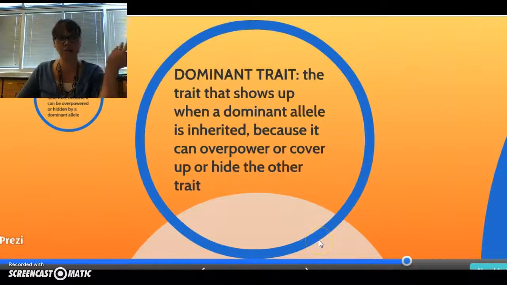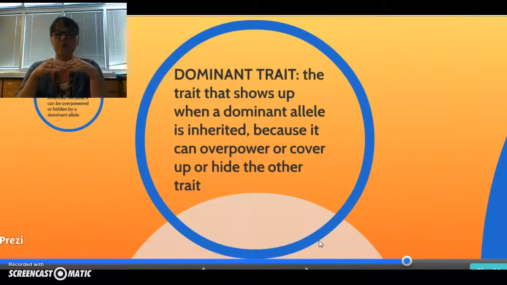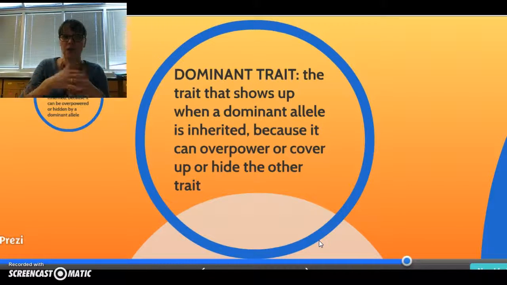So a dominant trait is a trait that shows up when the dominant allele is inherited. So if you inherit one dominant allele from one of your parents, then you are going to show that dominant trait because it can overpower or cover up the other trait.